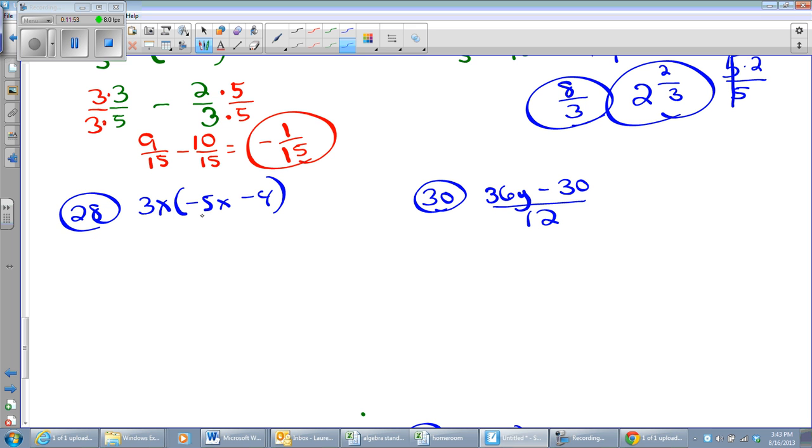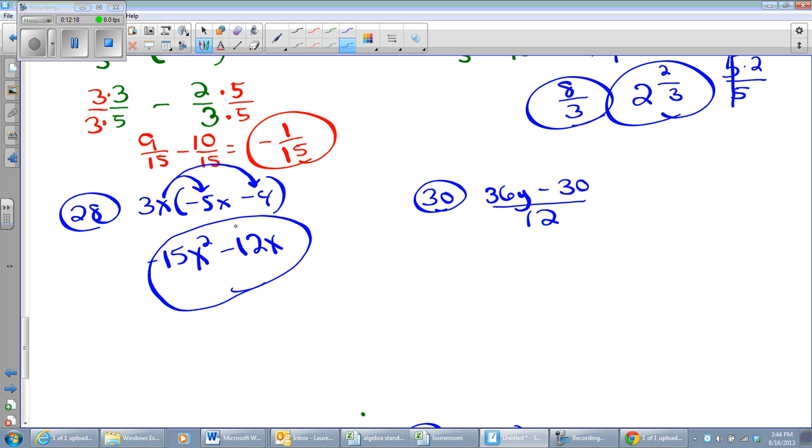I'm going to look inside the parentheses. There's nothing I can do, so I'm going to distribute. Now, you may not know this part, but 3 times -5 is -15. You may not know what x times x is. Well, for right now, it's x squared, and we'll talk about why it is later. Okay, then I do 3 times -4 and get -12, and then there's an x along for the ride. I can't put those together because they're not like terms.